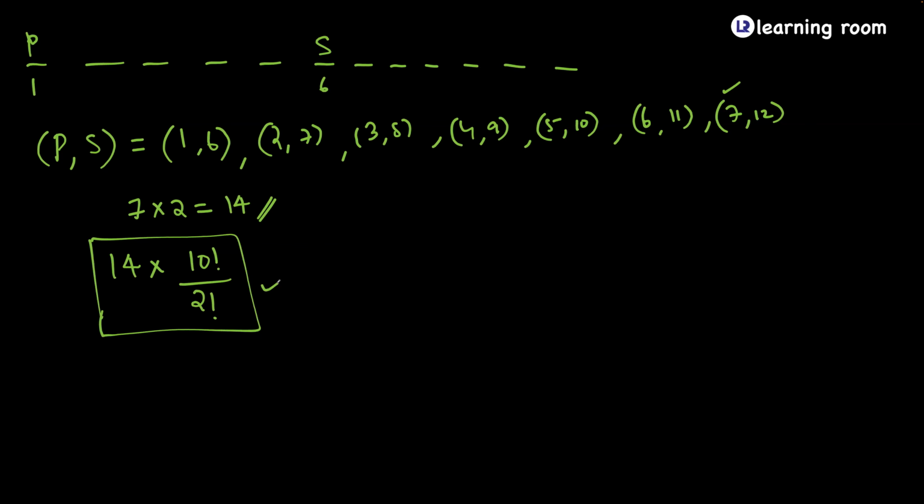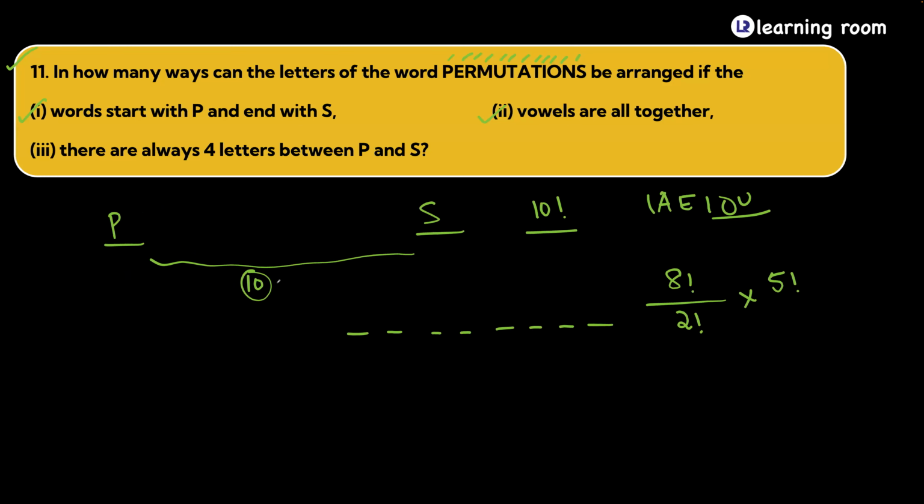Okay. Now, listen to this carefully. The next part is, we actually didn't do this part of the question. That is the first part. In how many ways can the letters of the word permutations be arranged? If I break it as a first part, then what will be the answer? 12 factorial divided by 2 factorial. That's it. So you can arrange the letters of the word permutations among themselves in 12 factorial divided by 2 factorial ways. Is that clear?